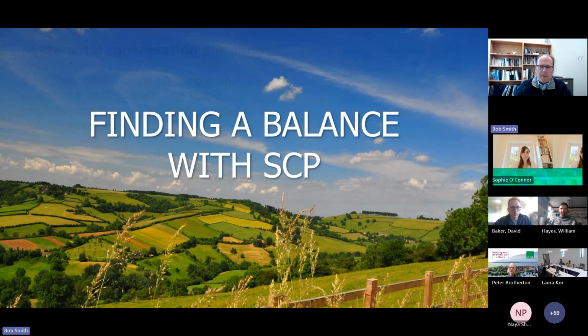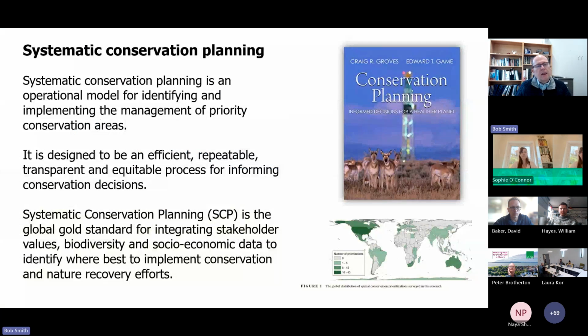So just to give some background, this is described as an operational model for identifying and implementing the management of priority conservation areas, or more broadly for nature recovery and ecological restoration. It's designed to be efficient, repeatable, transparent, and equitable. And it's the most widely used approach in the world. It's seen as the gold standard for integrating all those different stakeholder values, biodiversity and socioeconomic data to identify where best to focus our efforts.